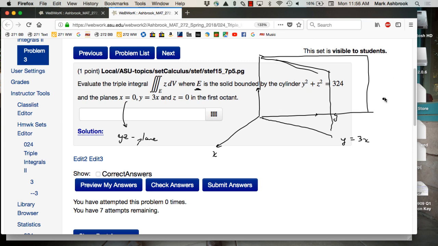And then finally, the cylinder, y squared plus z squared equals 324. So what's that? A cylinder down the x axis, right? And then r equals 18, so maybe I'll just put 18 here. So in the first octant, it looks something like this.